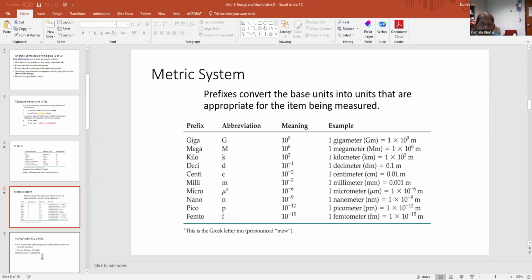Milli is 10 raised to minus 3. The symbol is lowercase m. Micro is a special unit because its abbreviation is mu, the Greek letter mu, and it equals 10 raised to minus 6. Nano, lowercase n, 10 raised to minus 9. Pico, p, 10 raised to minus 12. Femto, f, 10 raised to minus 15. So these are the units that are generally used when we are working with or solving problems in chemistry.